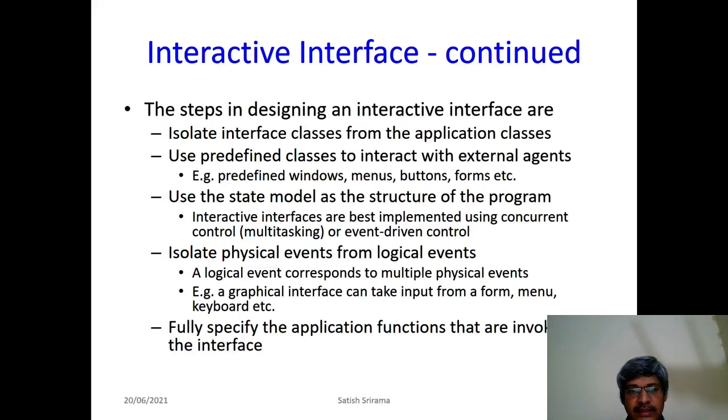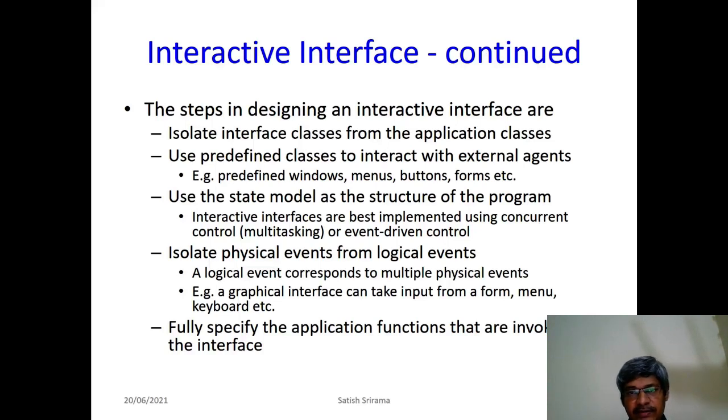The next one is to use the state model as the structure of the program. Interactive interfaces are best implemented using concurrent control, for example multitasking or event-driven control. When a certain thing happens, an event is generated and you deal with it. We have discussed both of these in the controls, in one of the design decisions.